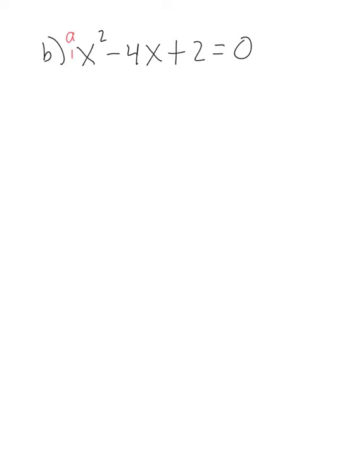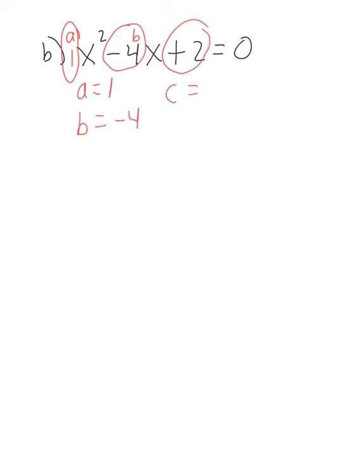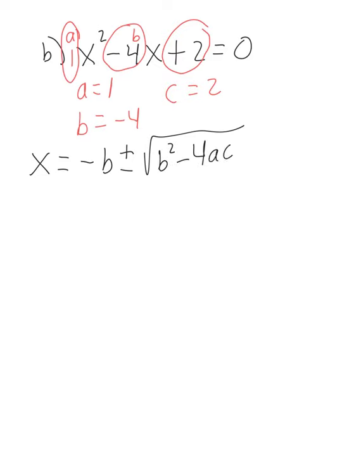So A is the number in front of x squared, which is 1. If it just says x squared, it means that there's actually a 1 in front of that. B, the number in front of x, is -4. And C, the number by itself, is a +2. Let me just go ahead and jot down the quadratic formula on this new slide. So we're going to plug into -b plus or minus the square root of b squared minus 4 times a times c all over 2 times a.